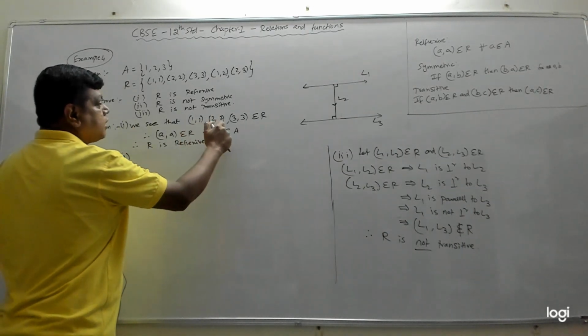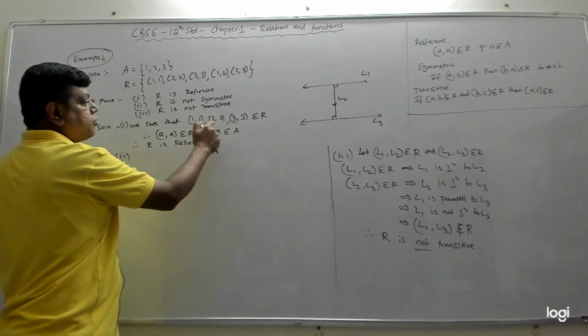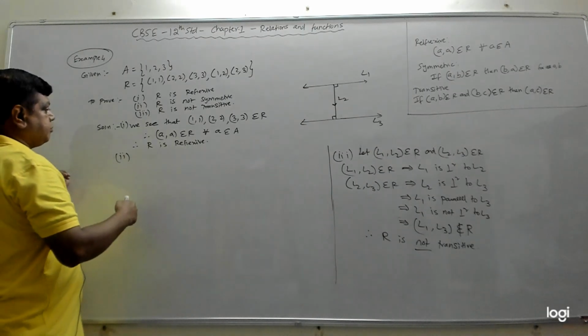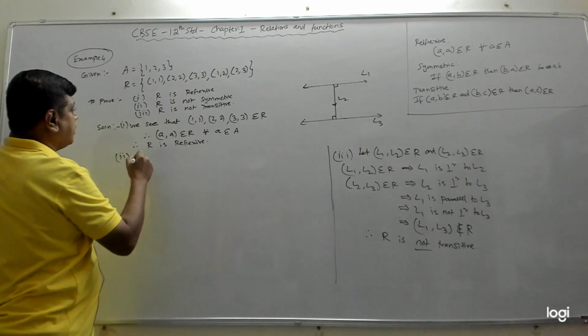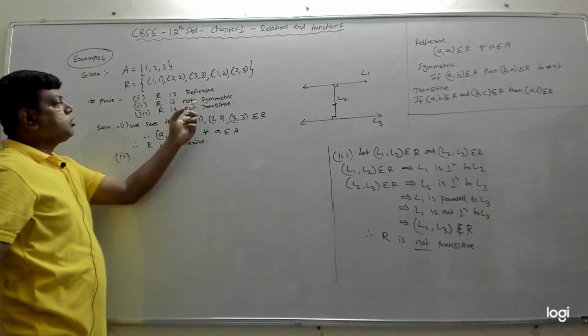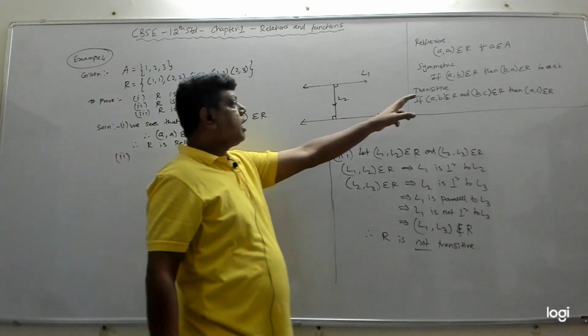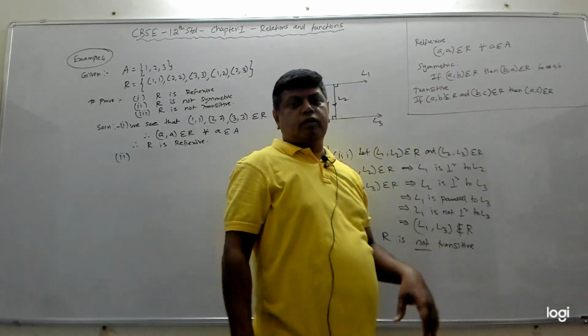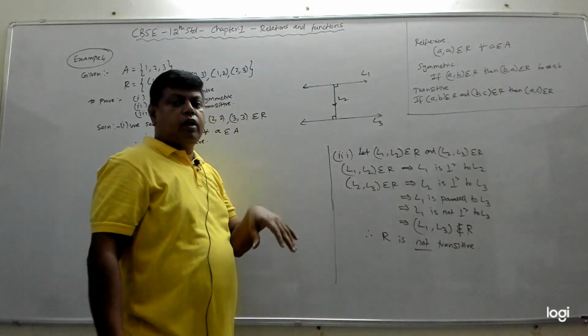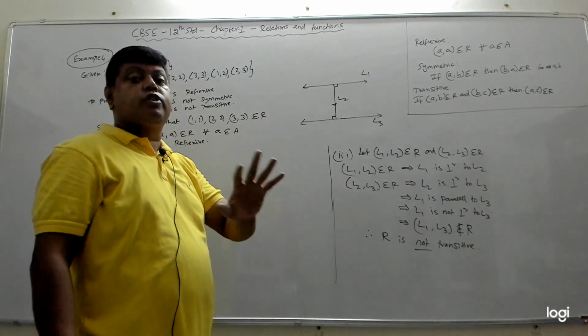Here all the elements are satisfied. For every A, it is true. So second one is R is not symmetric. To prove R is not symmetric, what should we do? We should take one element A comma B from R, and we should show that the reverse is not in R. If we show that the reverse is not there, it means it is not symmetric.